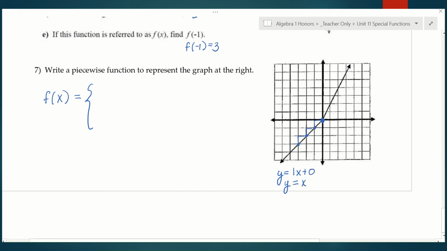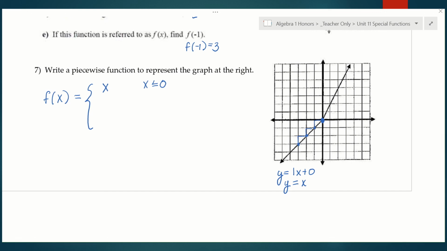y equals x. Okay, so over in my piecewise function, f of x already is my y, so my equation is just x. Okay, now I have to say the interval that I graphed that function over. So I started that function when x was negative infinity, and I stopped when x was 0. So one way we can write that is to say we graphed this when x was less than or equal to 0.